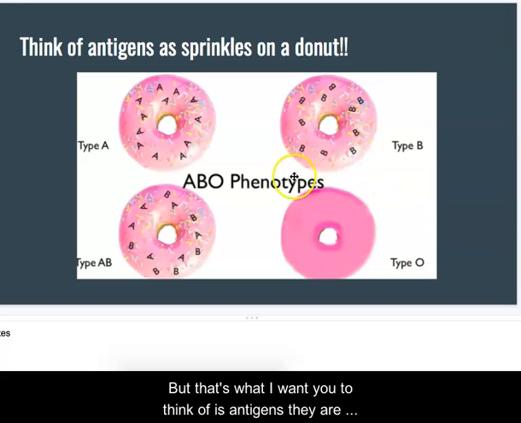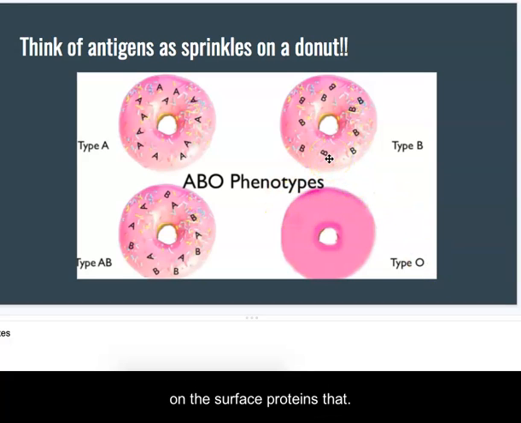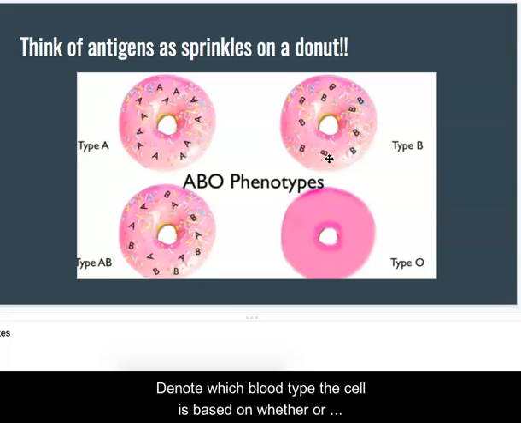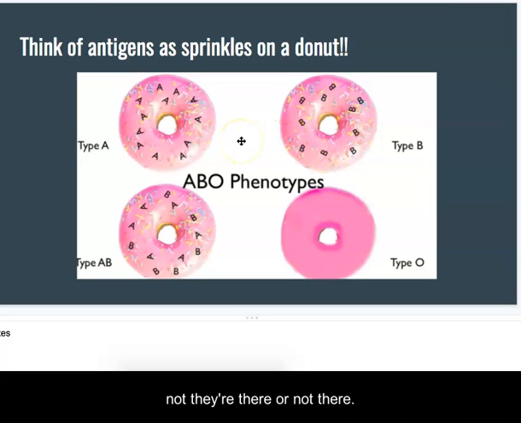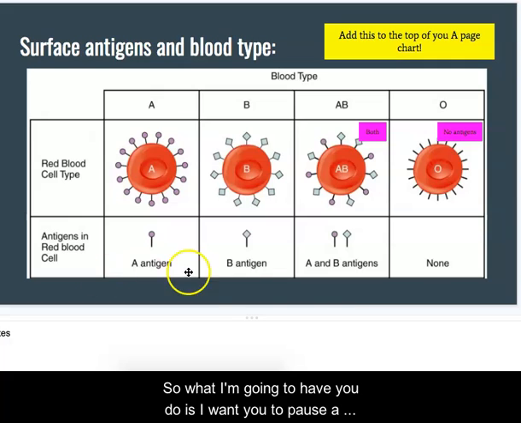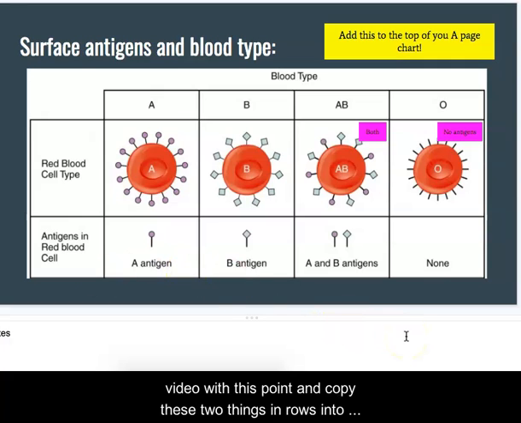They are surface proteins that denote which blood type the cell is, based on whether or not they're there. So what I'm going to have you do is pause the video at this point and copy these two rows into your chart that you just created on your 18A page.